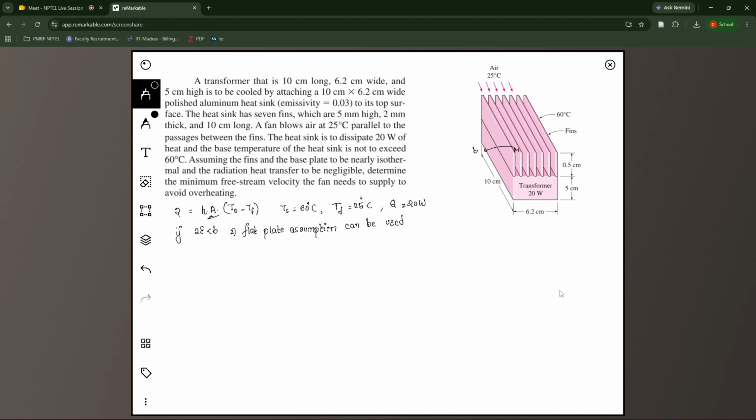So the problem that I am discussing now is we have a transformer that is generating a given amount of heat, 20 watts. The objective here is to find what should be the flow rate of the air so that we can achieve a maximum temperature of 60 degrees Celsius on the surface of the transformer and the fins. In this first step, we have to find the total area of contact between the air and the surface from which heat is getting generated. So what is the total area of contact between air and the solid?